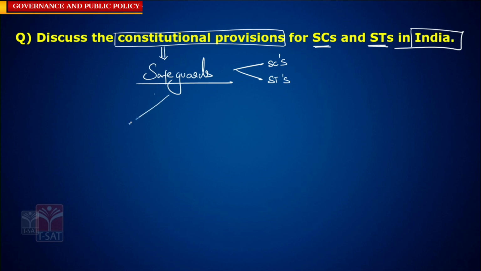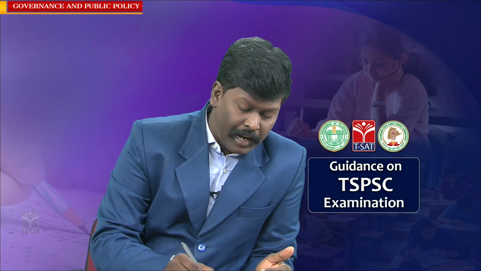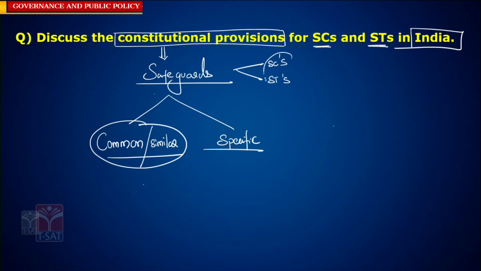So there are two types of safeguards with respect to SCs and STs. One is the common or similar safeguards, and the second one is specific safeguards. So now let us see both. Firstly, let us see the common safeguards to both SCs and STs. Then we will see the specific ones.